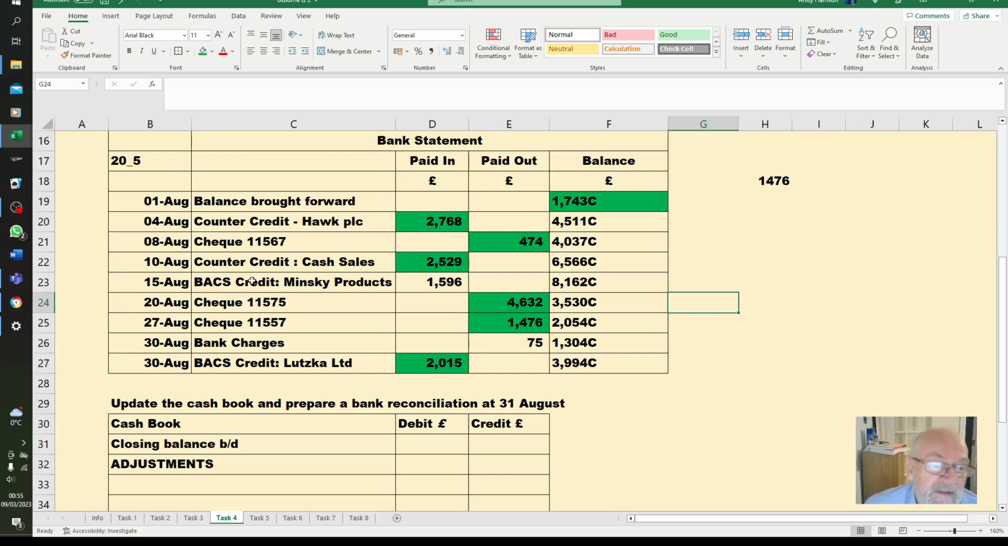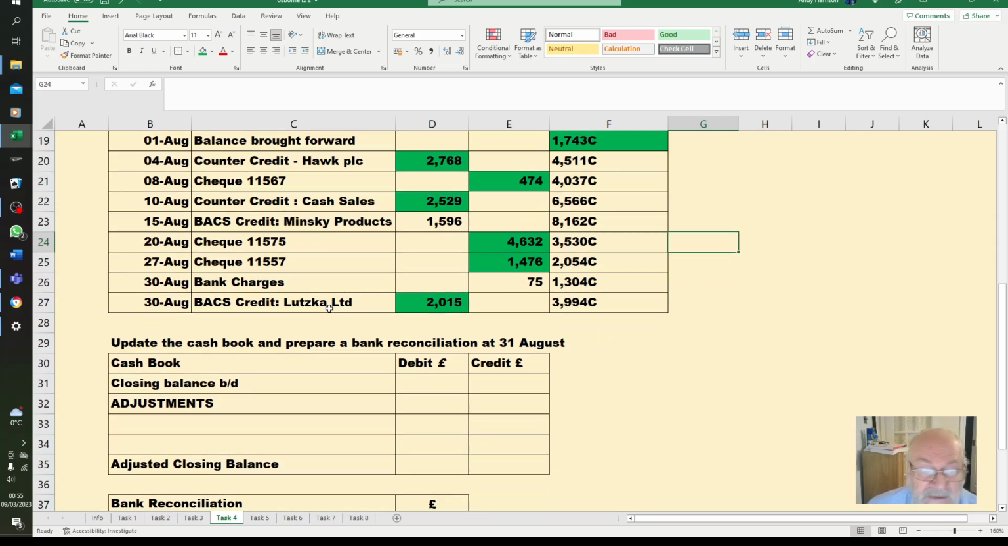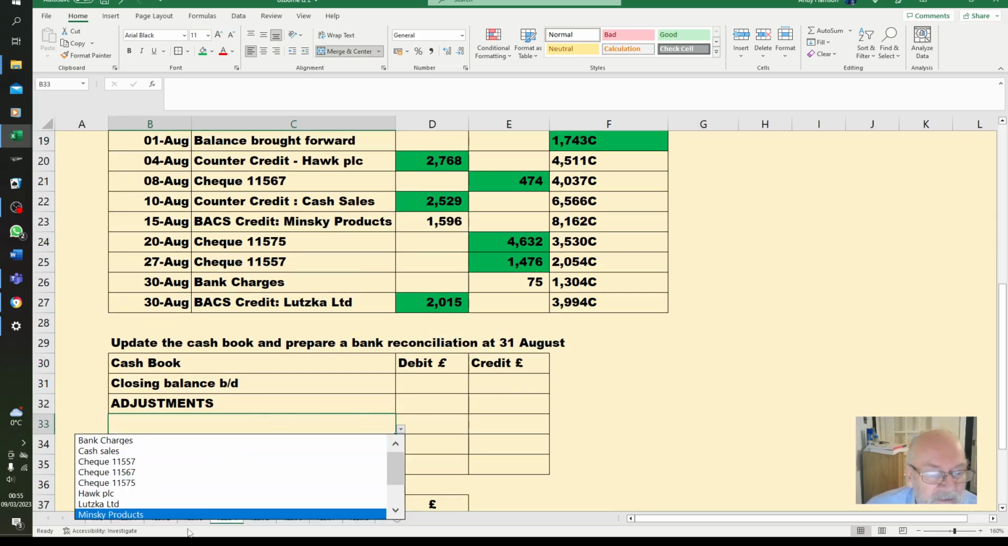It's a BACS credit, so it's an electronic payment to us. We've probably got an email, but maybe somebody else has got the email, not the bookkeeper. And then the bank charges, it was only the 30th, so nobody's noticed yet to add it in. So let's put these two items in.